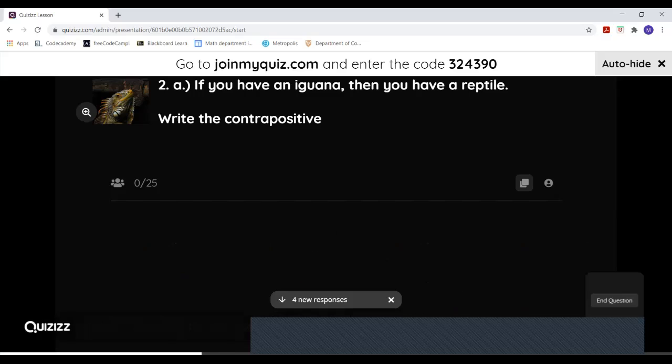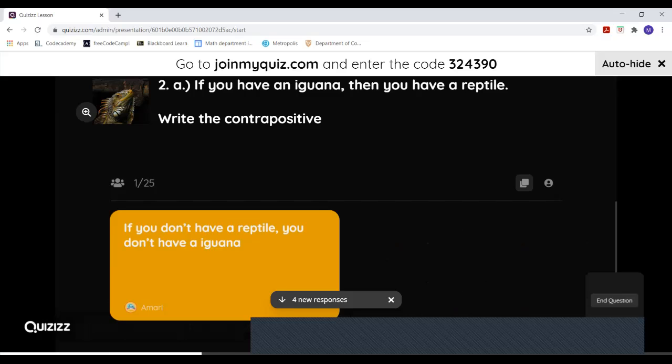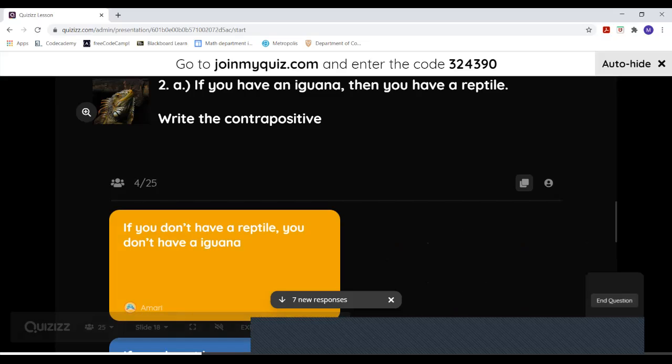And so what I would really take away from this is that the original statement, if you have an iguana, then you have a reptile, is going to be the same logically as this statement. If you don't have a reptile, then you do not have an iguana. So the original statement and this statement are logically equivalent. And then the other two things that are logically equivalent are the converse and the inverse. So logically, they mean the same thing.